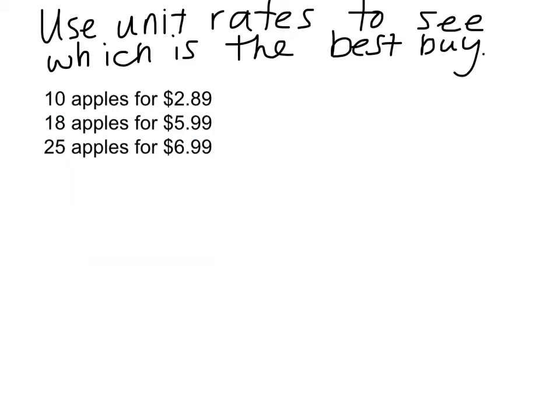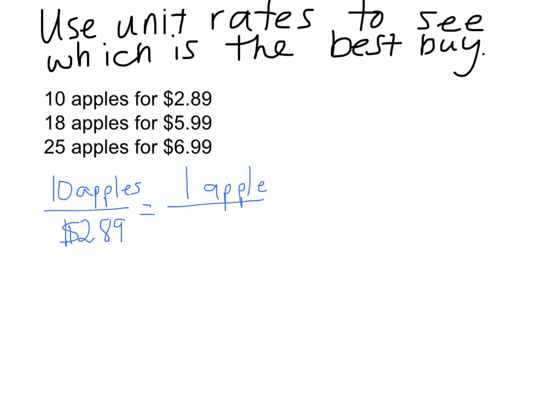Use unit rates to see which is the best buy. I'm going to solve this just like the one before. So I have 10 apples for $2.89. But I want to know what's the unit rate for 1 apple. And so I'm going to divide by 10, divide by 10. So I do 2.89, divide by 10, and I get 0.29, rounded to the nearest hundredth.